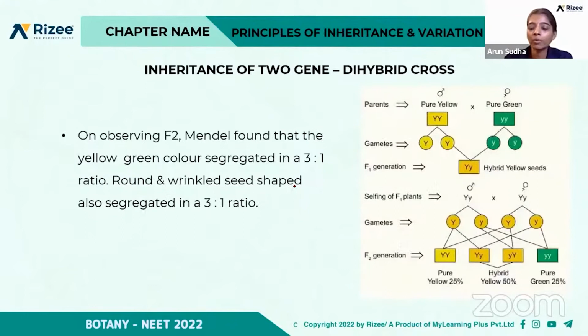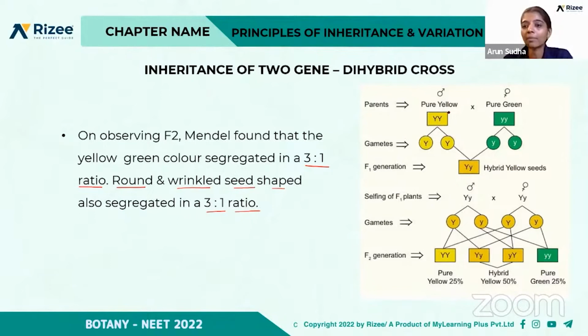What he observed in the F2 generation was that Mendel found the yellow and the green color segregated in a ratio of 3:1. Already we saw that in the monohybrid cross, the ratio that he obtained was 3:1, right? The same ratio he obtained here, that is 3 yellow and 1 green. And round and wrinkled seed shape also segregated in the ratio of 3:1. So it is almost like two monohybrid crosses, right?